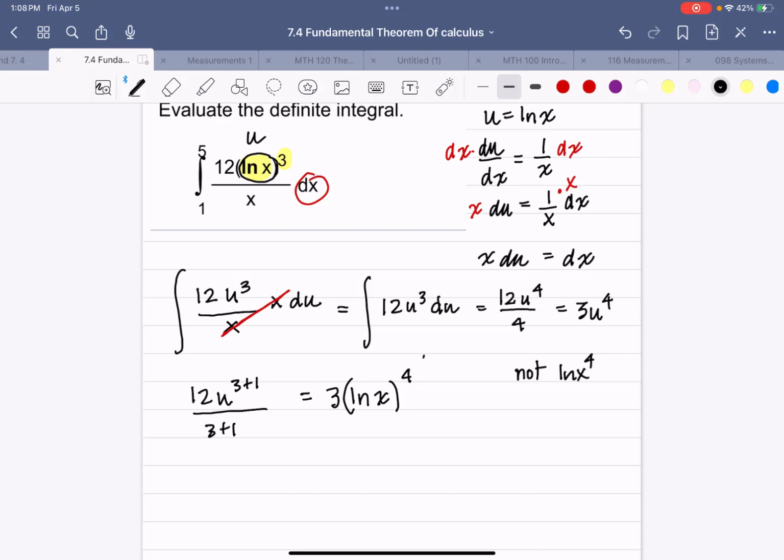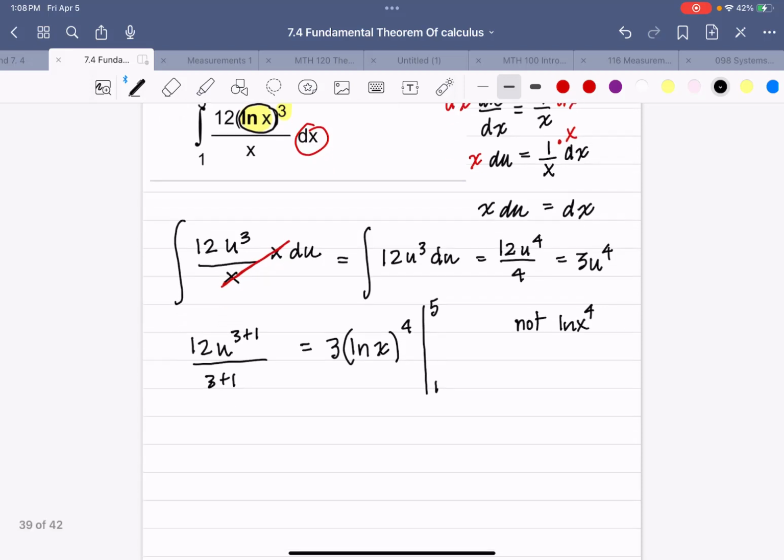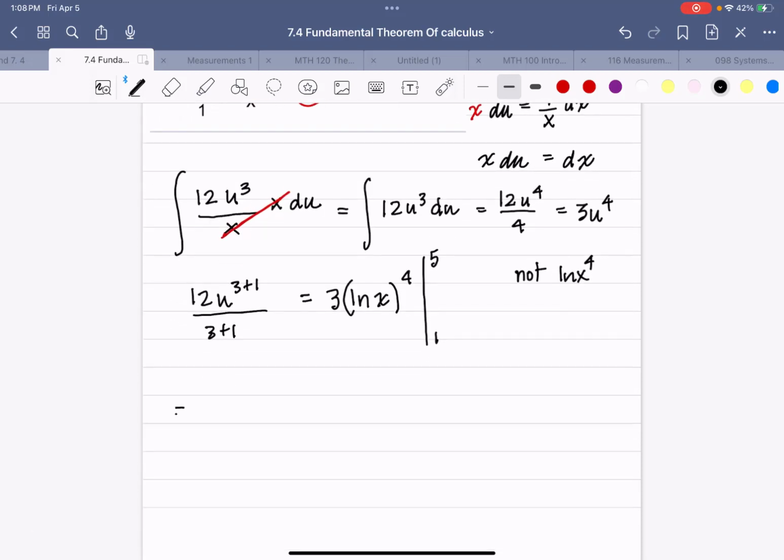We're going to evaluate this first at 5 and then at 1, and we're going to subtract. So it's 3 parentheses, natural log of 5, all of that raised to the fourth, minus 3 parentheses, natural log of 1 raised to the fourth. So first I evaluated at the upper, which is 5, and then at the lower, which is 1.